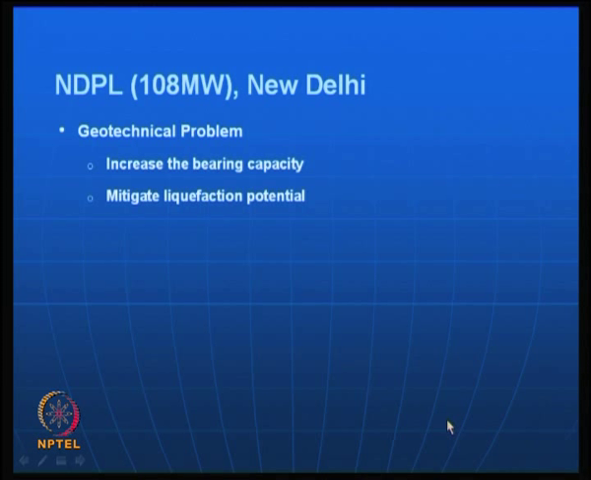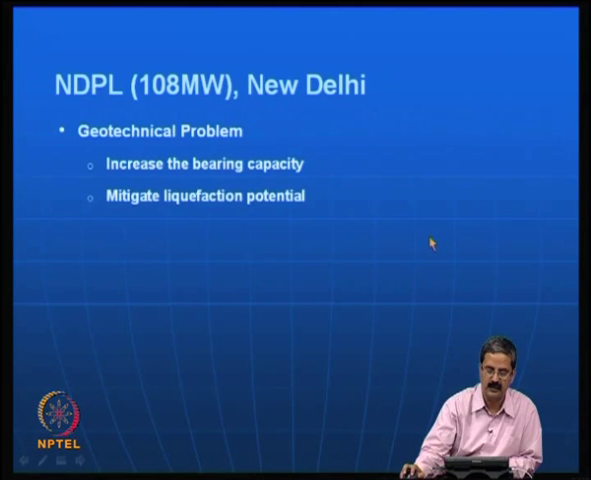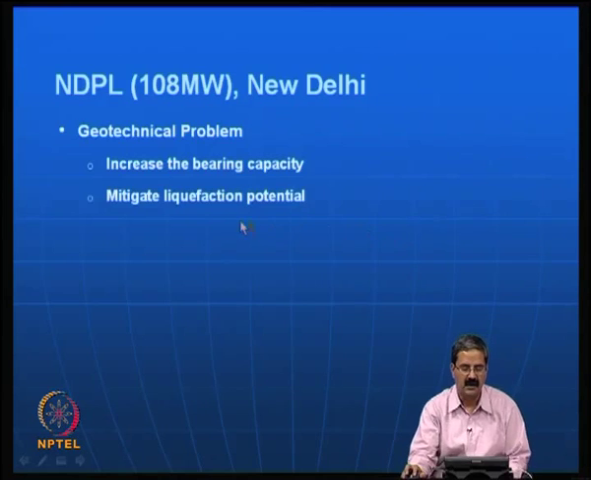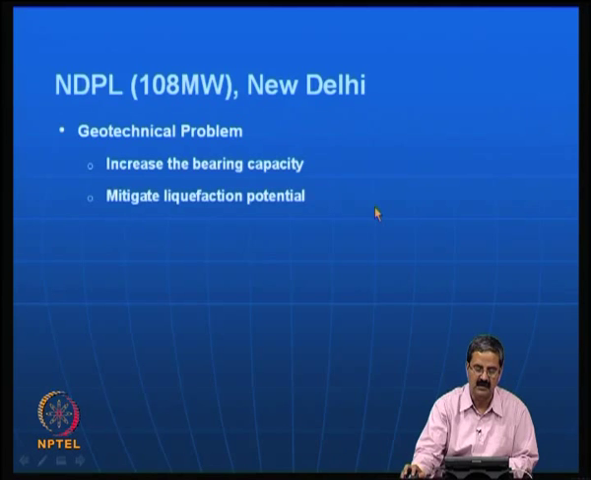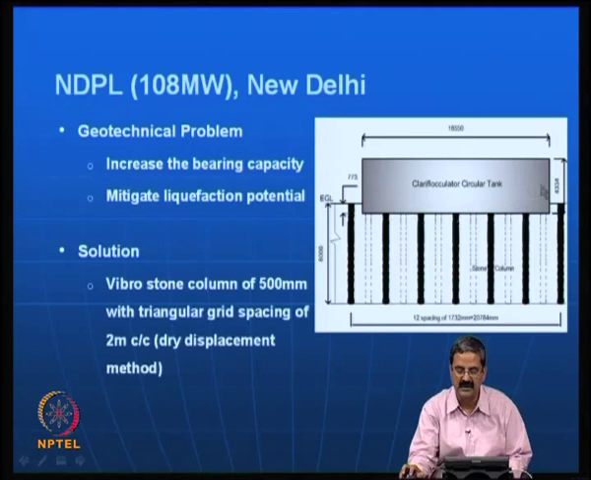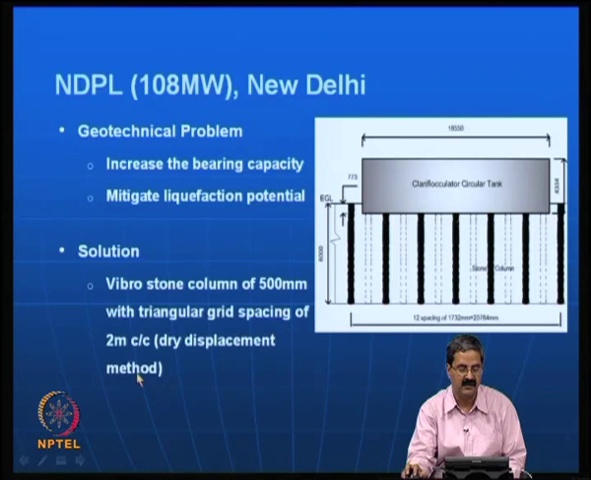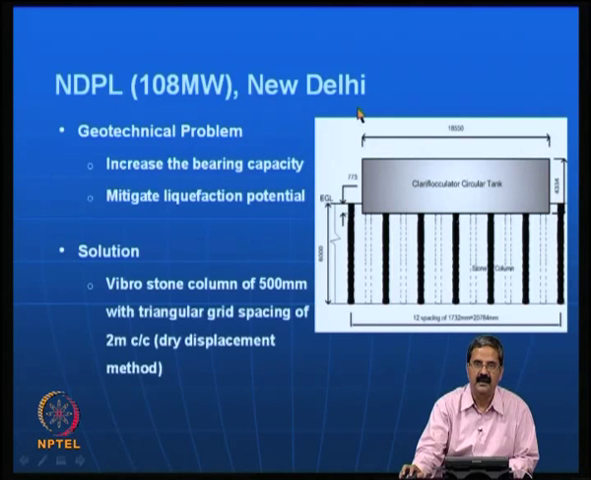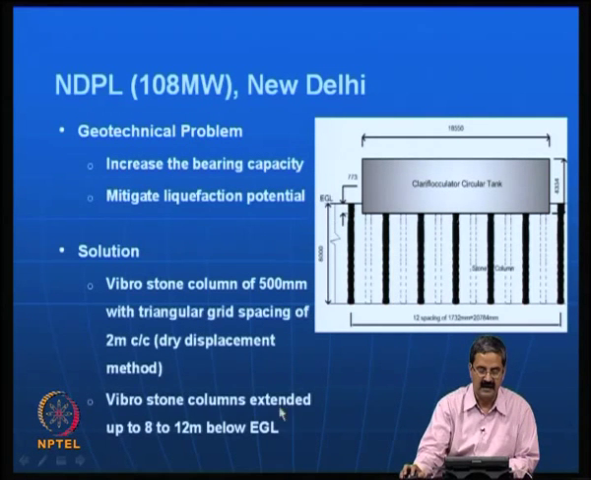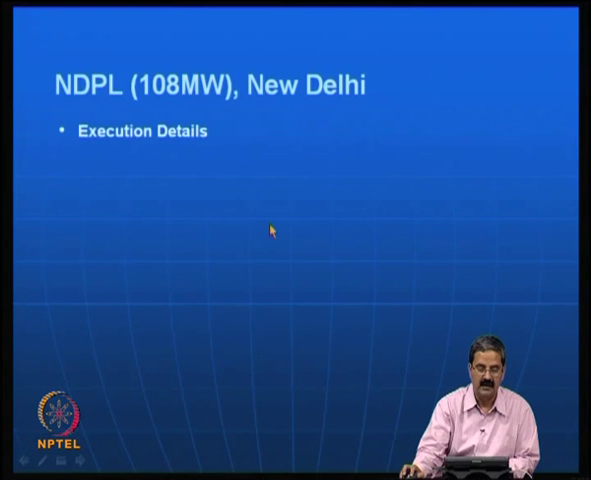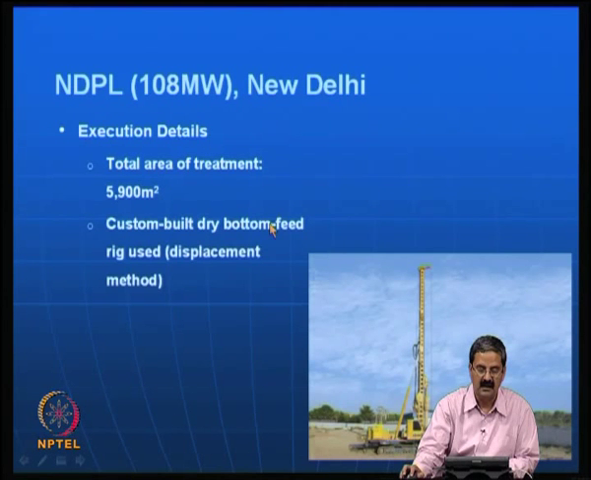Here, as I just said, even the earthquake potential, liquefaction potential, we should check for the liquefaction potential, and also see that the liquefaction possibilities are minimal or do not exist at all. We should reduce that. So, they are able to see that circular tank here, and then the stone columns of 500 mm diameter with a triangular grid of 2 by 2 meters center to center was used. They extended from 8 to 12 meters below the ground level, and so these are some of the details again.